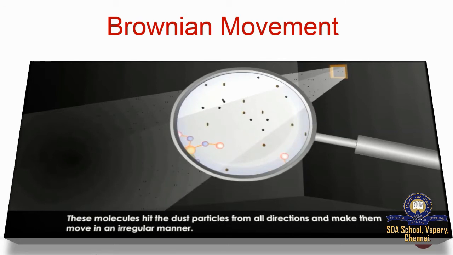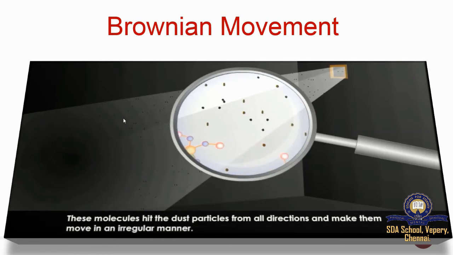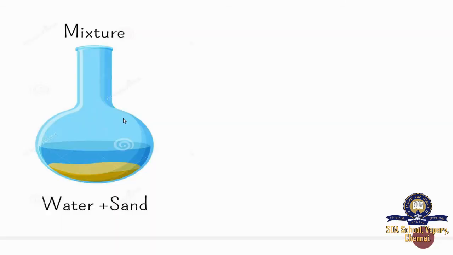Okay, so these are the two properties, Brownian movement and the Tyndall effect, which are important in the colloidal solution. So let us take the third solution, which is the sand and water mixture, or it can be a flour and water mixture. As we discussed in the previous video, we know that a sand and water mixture is a heterogeneous mixture, and the heavier particles stay at the bottom and the lighter particles stay up.